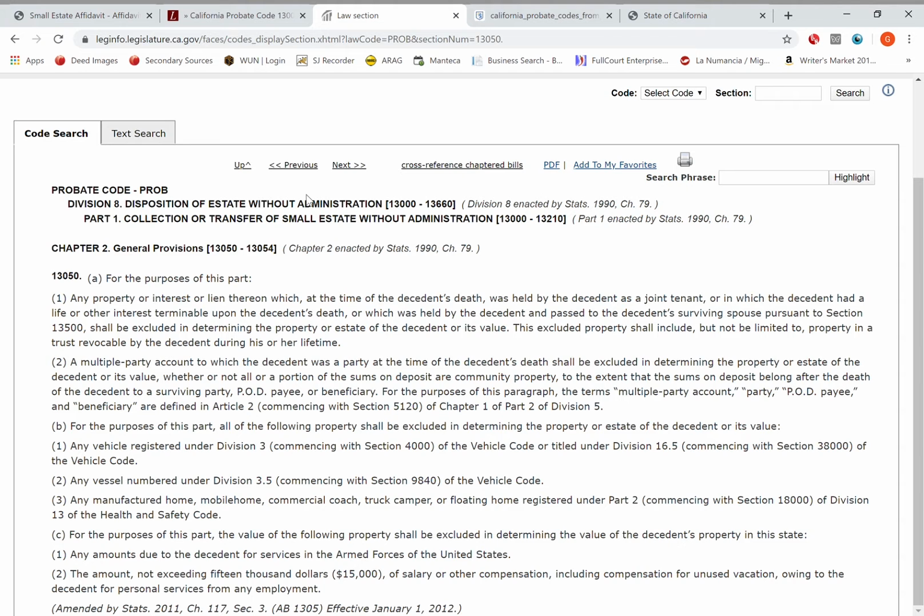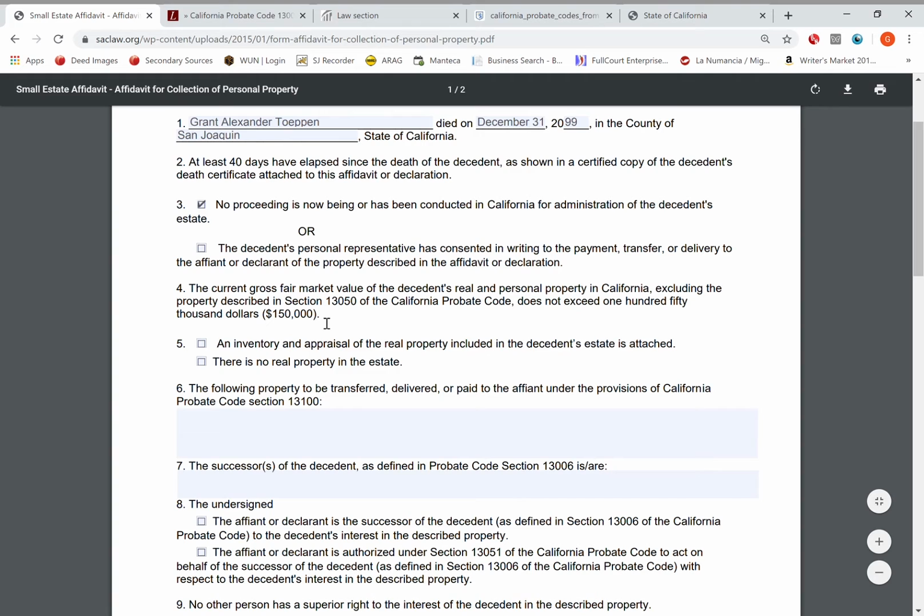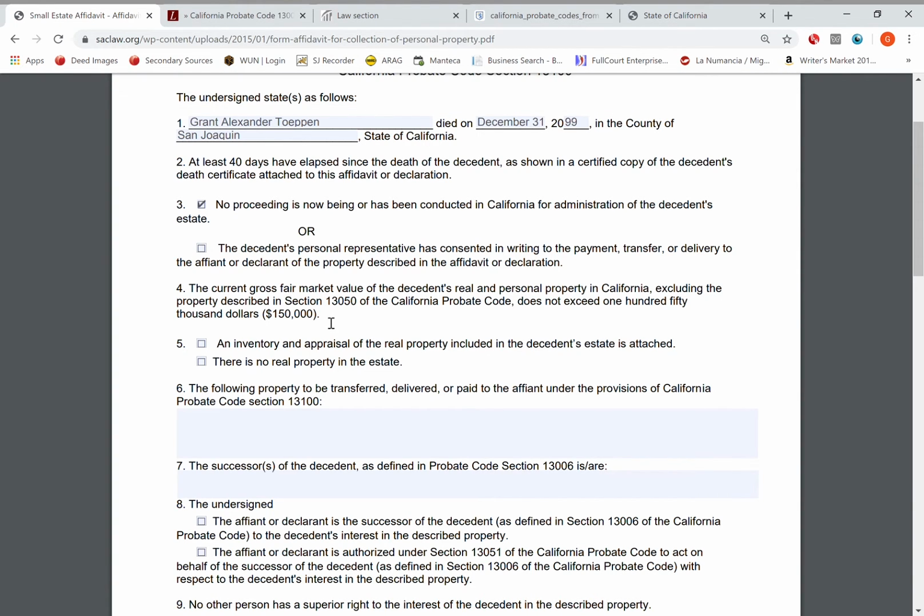So let's make sure we use the lowest number possible when we are filling this out, so you're under the $150K and can avoid the probate, okay? Because if you're over it, you go into a probate. 10, 14 months in San Joaquin, $10,000 to $20,000 in attorney's fees is usually about where it lies. So let's try to avoid that.